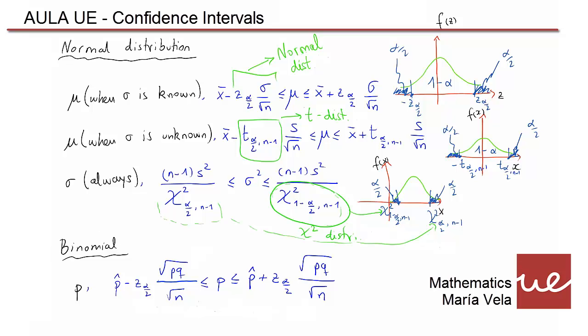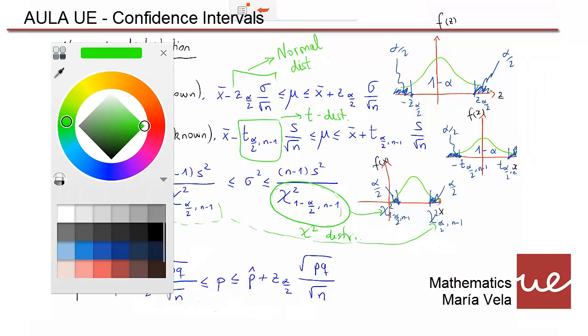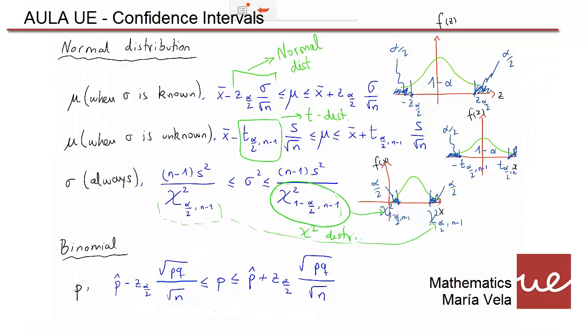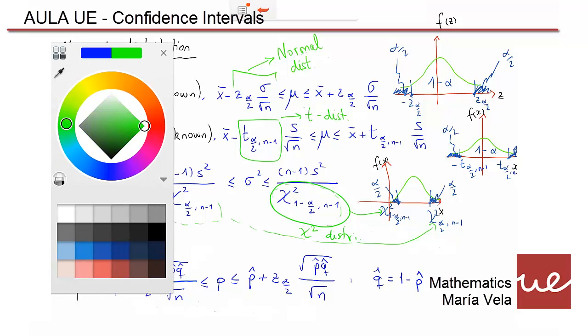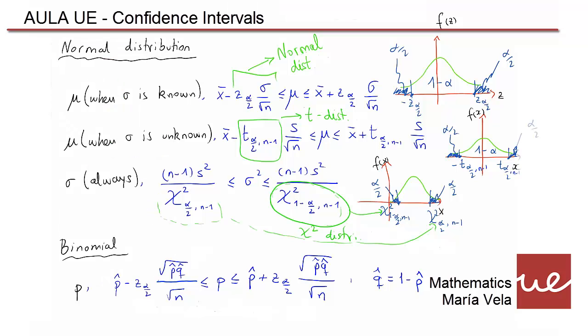The last case is for the binomial distribution. In this particular case, we want to estimate p the proportion. So let me just remark that in all the cases we are using p hat, the value from the sample, and of course q hat is just 1 minus p hat, in this case the complementary of p, so you can easily compute it also from the sample.